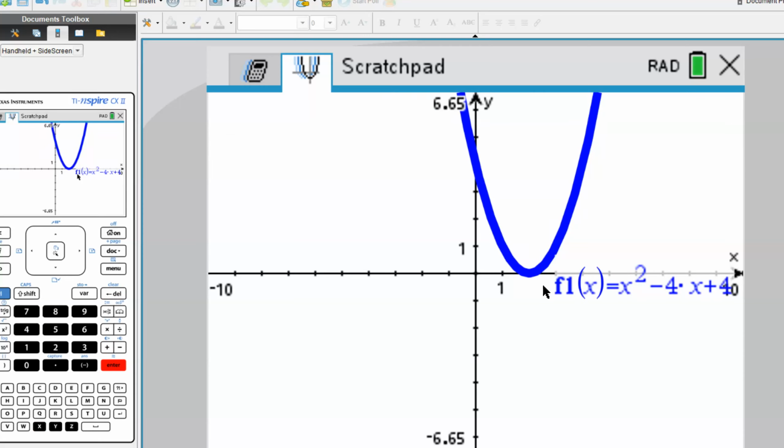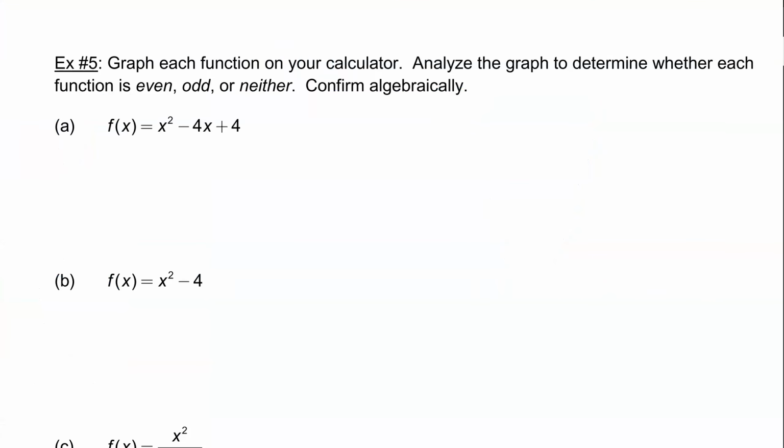Look at it. Do we have symmetry? With what? Origin? No. Y-axis? No. X? I don't know. Neither. There's only 3 options. Either it's going to be even, symmetric across the y-axis, or it's going to be odd, symmetric with the origin, or this is neither. This is neither. Let's go prove it.